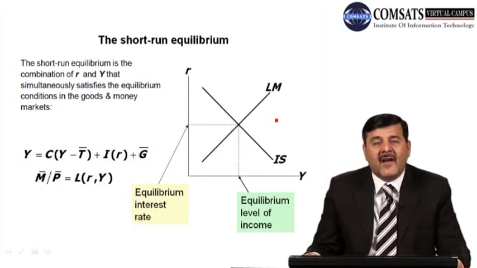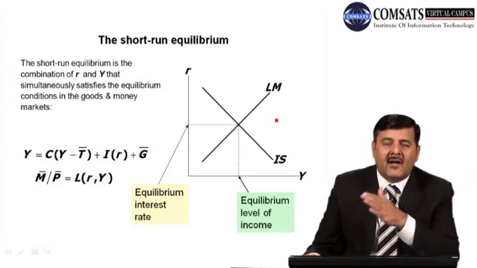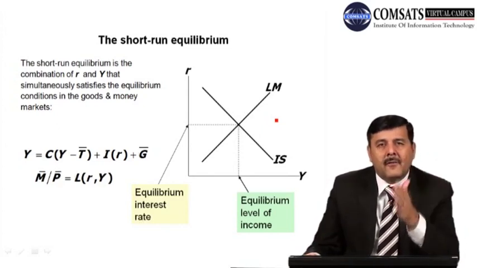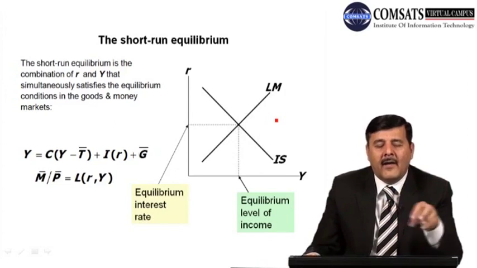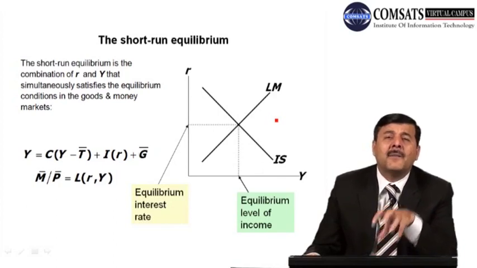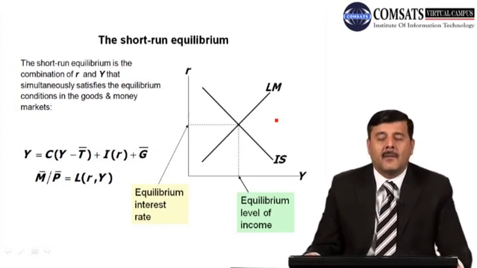Now as we know, in the previous lecture we wrote the equation of the IS curve: Y = C(Y - T) + I(r) + G. The left side is the level of income, the right side is the planned expenditure. So whenever the goods market is in equilibrium, E is equal to Y. And when the money market is in equilibrium, M/P is equal to L(r, Y). M/P is the supply of money, L(r, Y) is the demand for money, right? So equation number 1 tells us about the equilibrium in the goods market. The second equation tells us about the equilibrium in the money market.